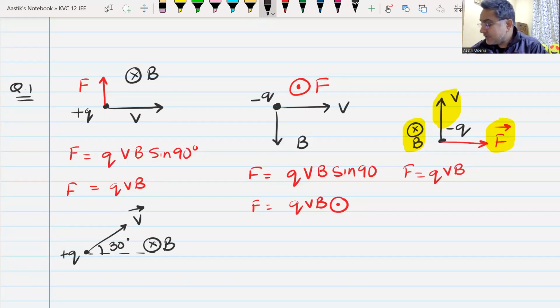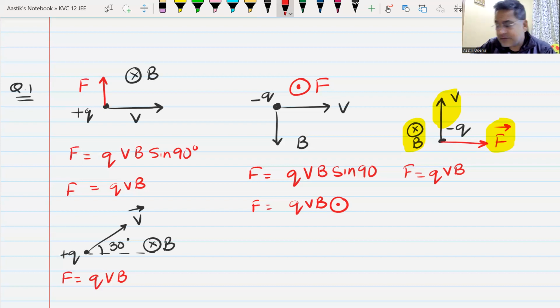The force F, you just have to put one formula, nothing else. Q, V, B, and the sine of the angle. What is the angle between V and B here? Can anyone tell me that? No one knows the angle between V and B?